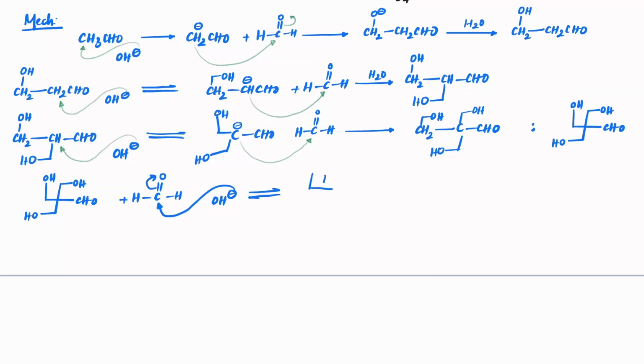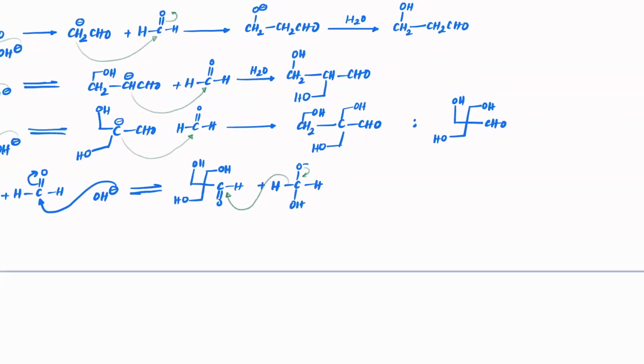So this one is OH, OH, and OH. Here we'll have this as C double bond O, H, plus HCO minus, OH, and H. So as this closes, now this H minus will go attack on this carbon. This is a Cannizzaro step.